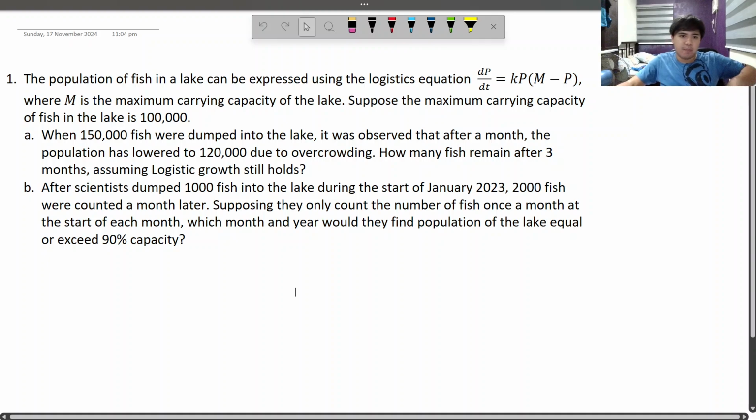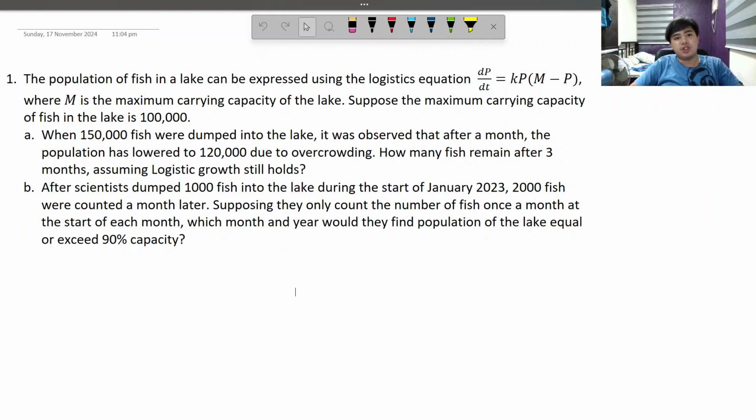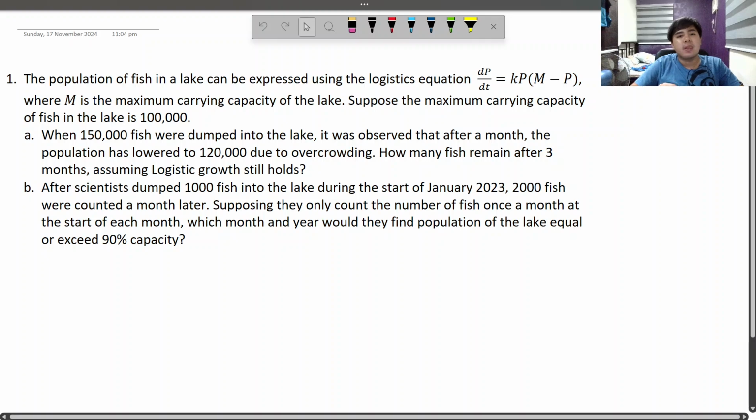After scientists dumped 1,000 fish into the lake, very rude, during the start of January 2023, 2,000 fish were counted a month later. Supposing they only count the number of fish once a month at the start of each month, what month and year would they find the population of the lake equal or exceed 90% capacity? Sorry.